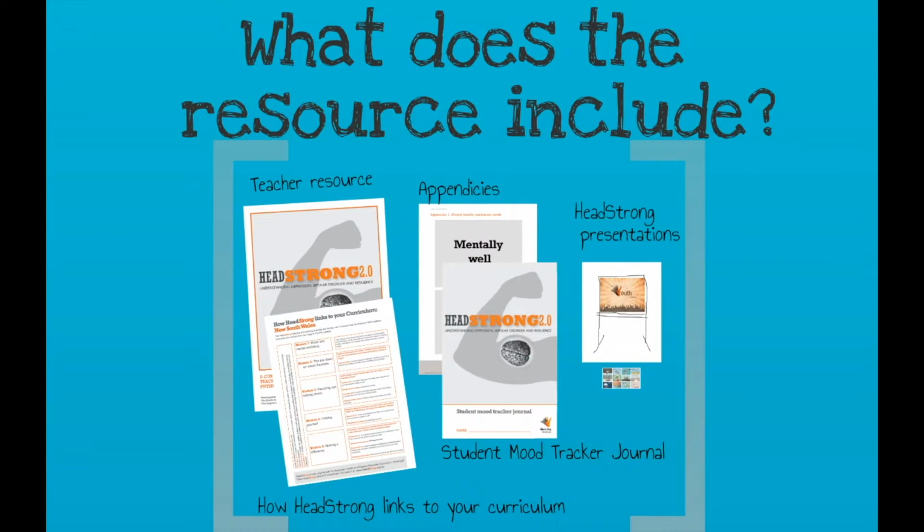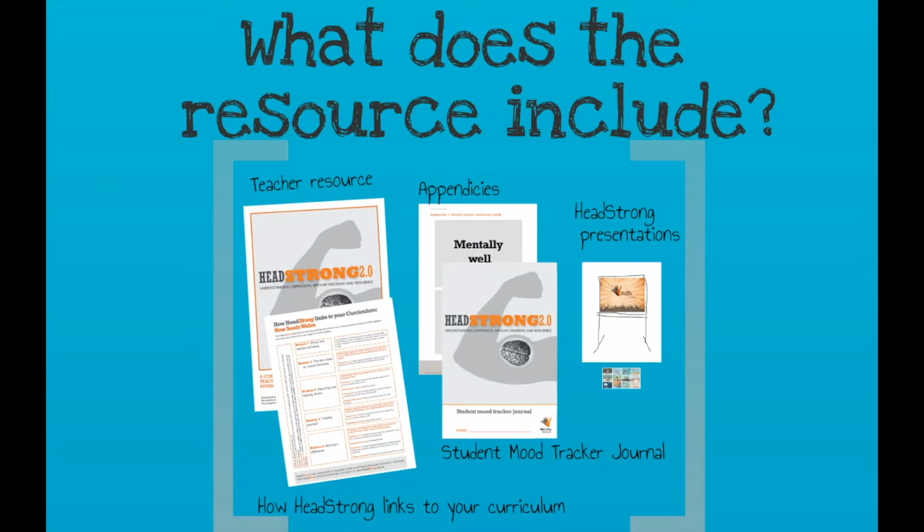There are 5 key components to the HeadStrong 2.0 curriculum resource, and these are all free to download from headstrong.org.au. The 5 components are the Teacher Resource Booklet, the How HeadStrong 2.0 links to your curriculum document, the appendices, which includes the Student Mood Tracker Journal, and of course the HeadStrong 2.0 presentations.